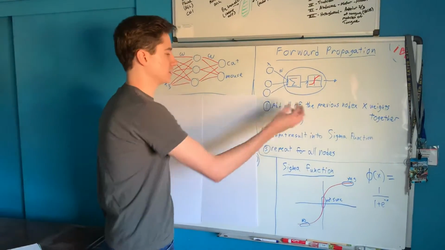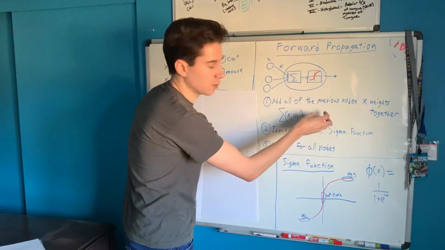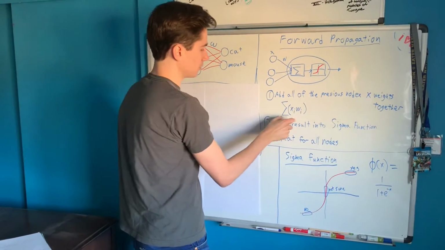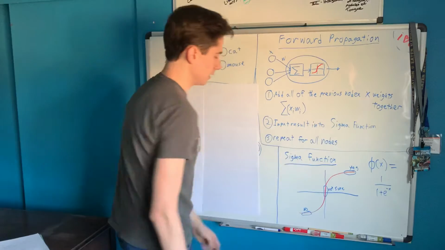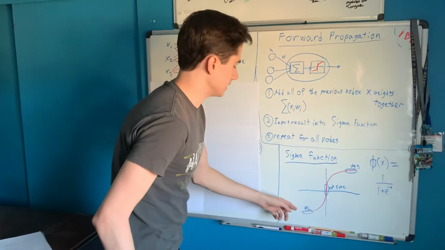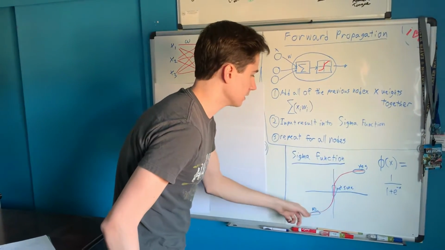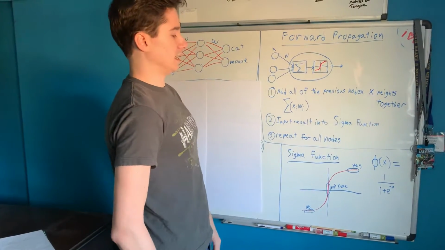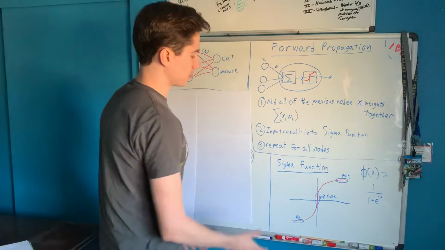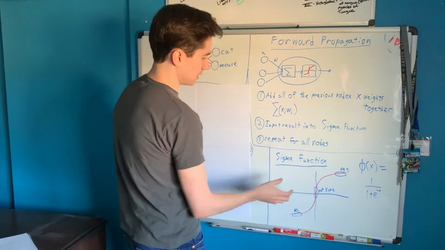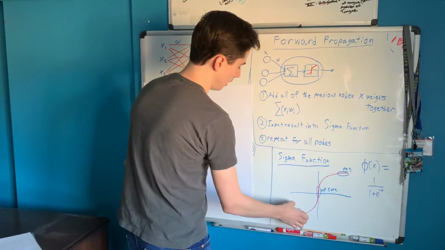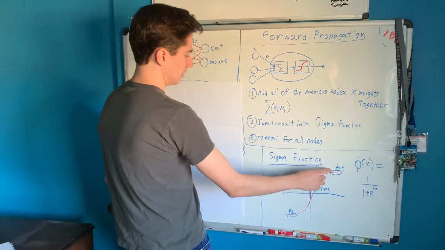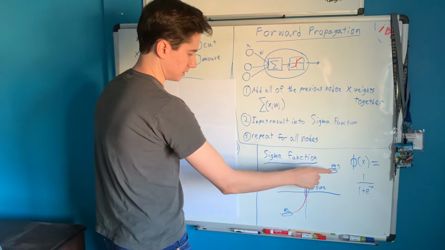After that, you will get some form of number, and then you can put the result through a sigma function. A sigma function is a graph shaped like this, and it is 1 over 1 plus e to the negative x. But what is the purpose of this? If you input an x and get a result on this graph, it ends up being plotted somewhere along this line.